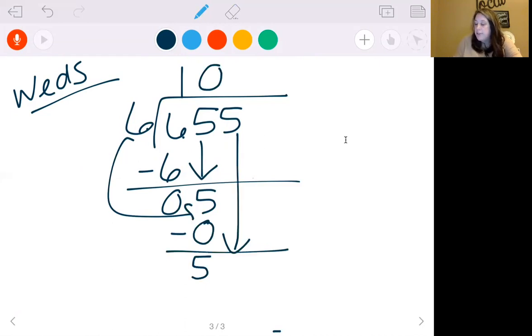6 goes into 55 9 times. 6 times 9 is 54. When we subtract that, we get 1. So our answer is 109, remainder 1.